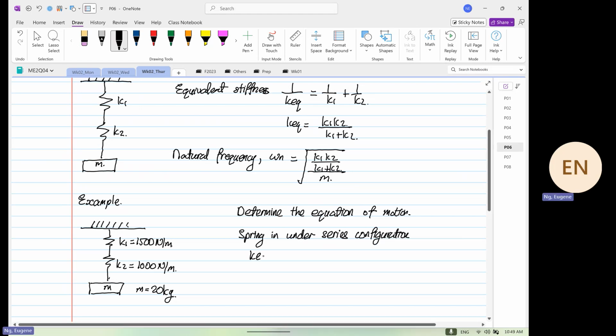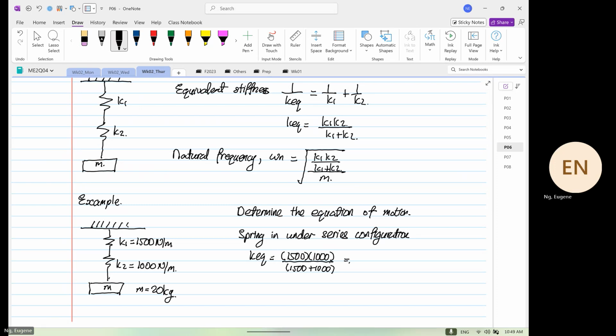So the K equivalent will be equal to what? By looking at the formula over here, it is 1,500 multiplied by 1,000 divided by 1,500 plus 1,000. Okay. So the equivalent stiffness will be equal to 600 Newton per meter.